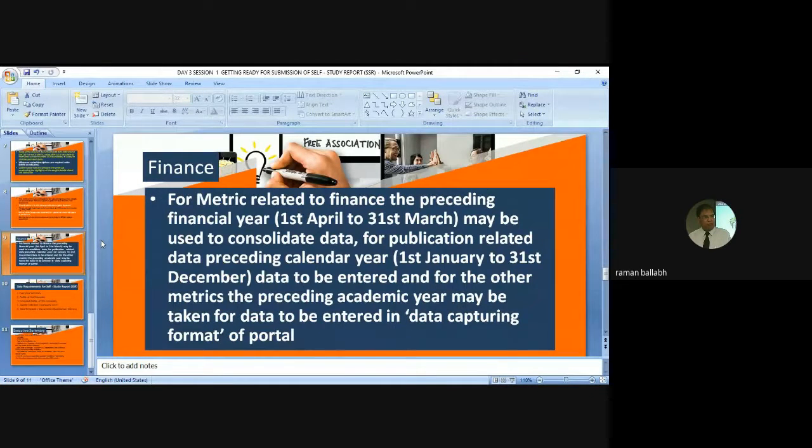Let's come down to the financial aspect. This is very, very important in the SSR. In the financial aspect, the consolidated data and the backup are not with the cell. I apprehend that in most of the institutions, the finance people have very little idea of the finance regulation of the education institutions.